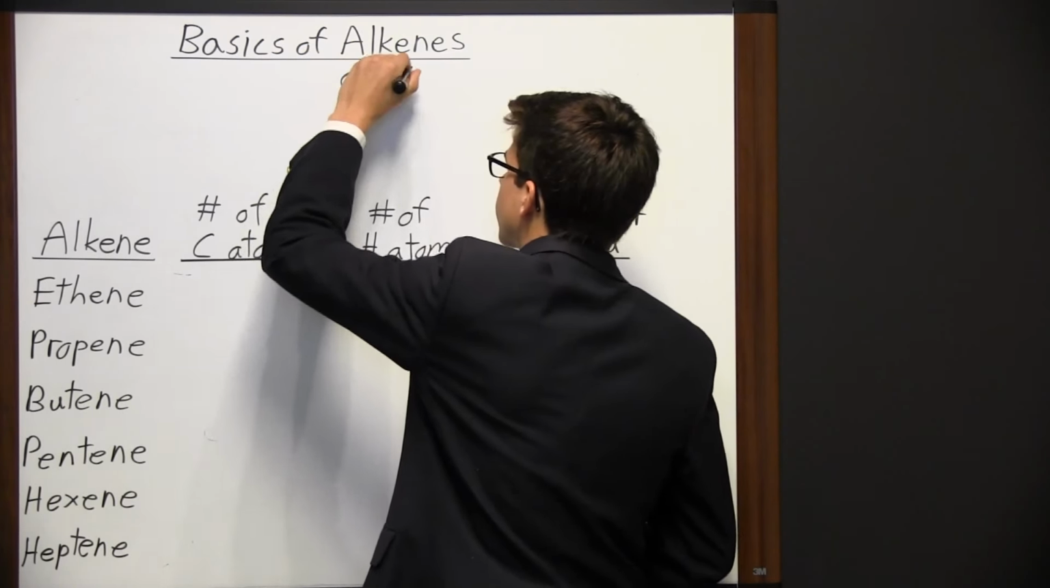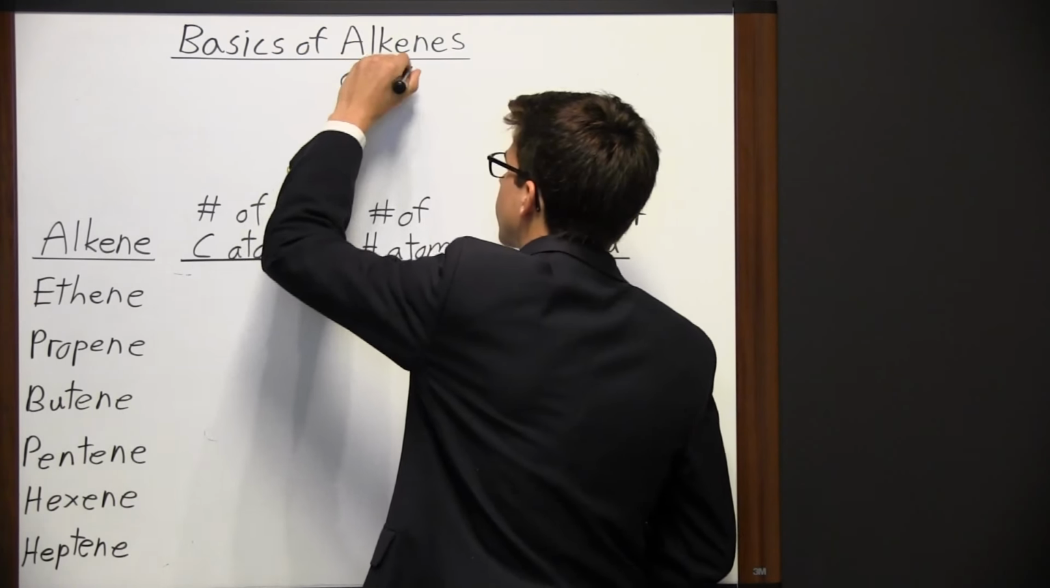So we can infer that with pentene, since we increased the carbon atoms by 1, we're going to increase the hydrogen atoms by 2. So if we plug in 5 for N right here, we have 2 times 5, which is 10. So our inference proves correct. So there's 5 carbon atoms here and 10 hydrogen atoms.